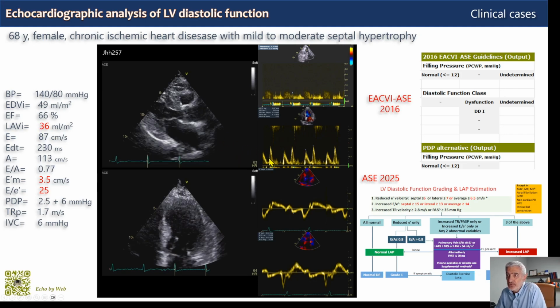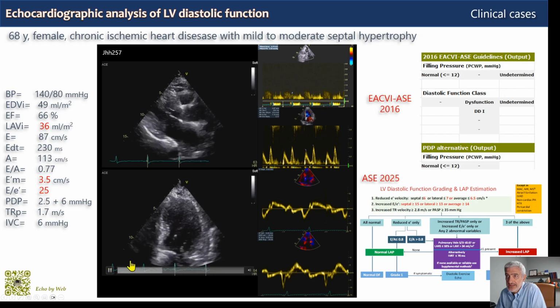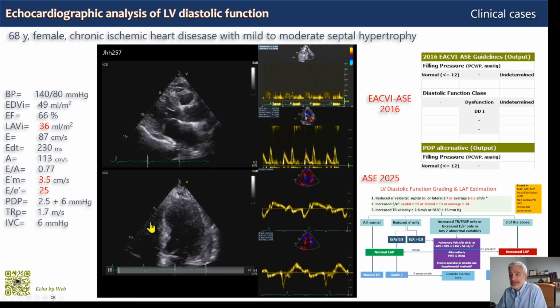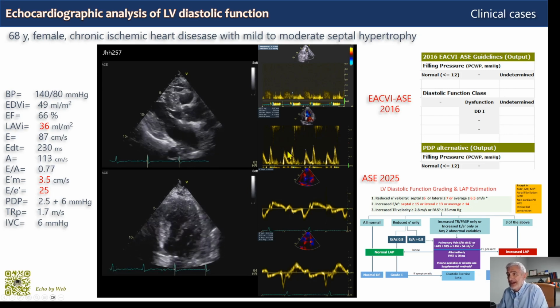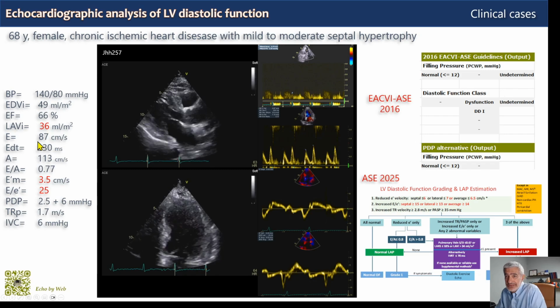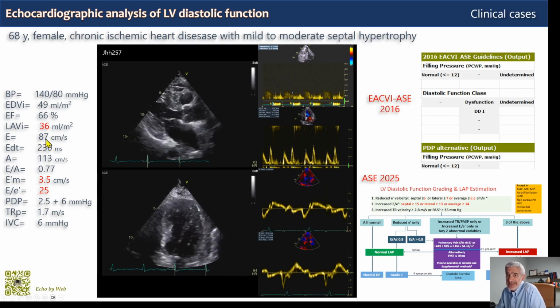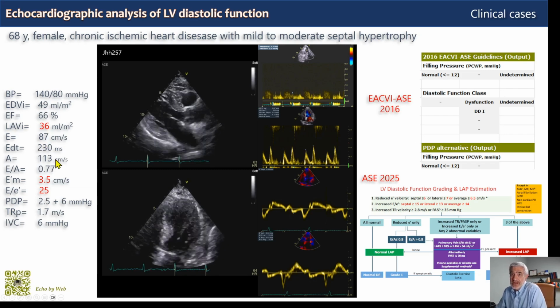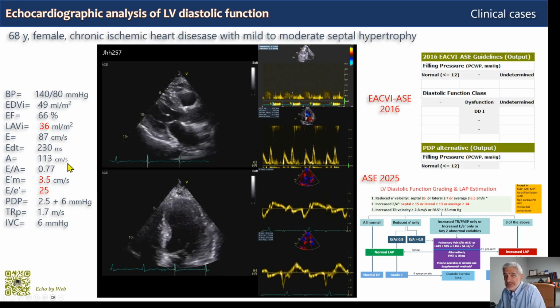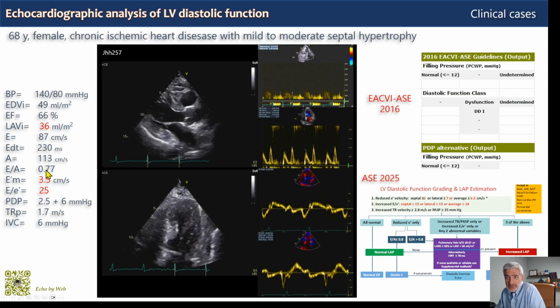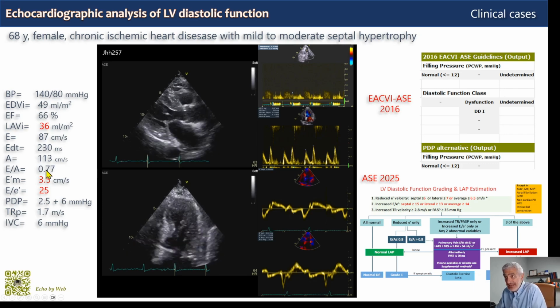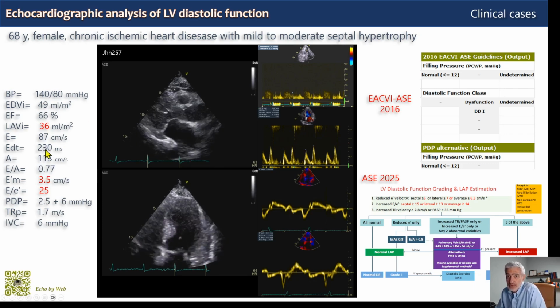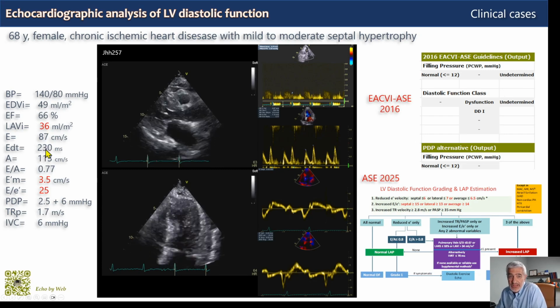The mitral flow profile, this is the 2D exam you can see here. The mitral flow profile is normal for the 68-year-old lady. The E wave is 87, the A wave is 113 centimeters per second, so the E on A ratio is 0.77, and deceleration time is normal, 230 milliseconds.